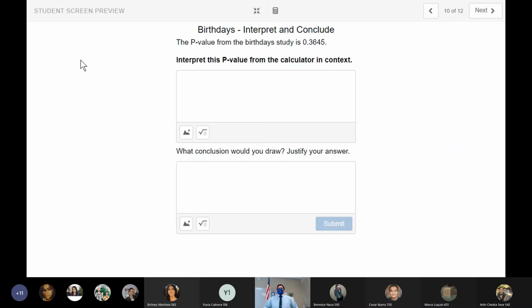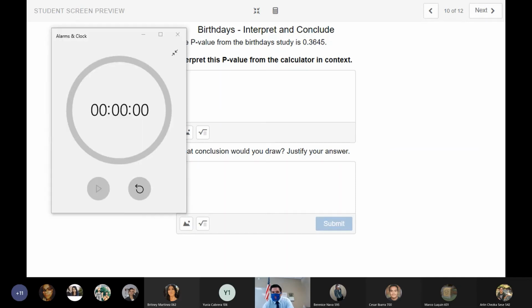Now note that these are two separate things. The interpretation is telling me, what does this probability, what does this p-value represent in context? What is it saying? The conclusion says, okay, based on this p-value, do I reject the null hypothesis or do I fail to reject the null hypothesis? Let's take a few minutes to write up these statements and then we shall talk about it.